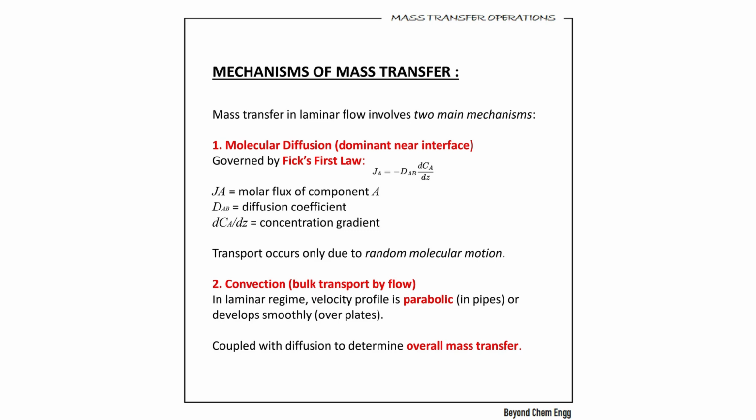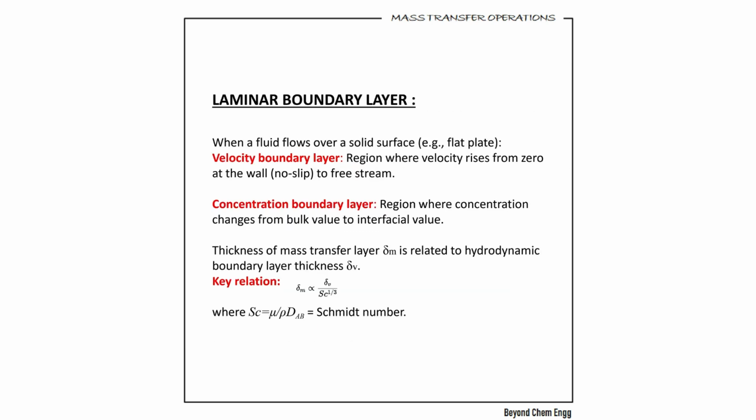The second one is convection, which means bulk transport by flow. In the laminar regime, the velocity profile is parabolic in pipes or develops smoothly over plates, coupled with diffusion to determine overall mass transfer.